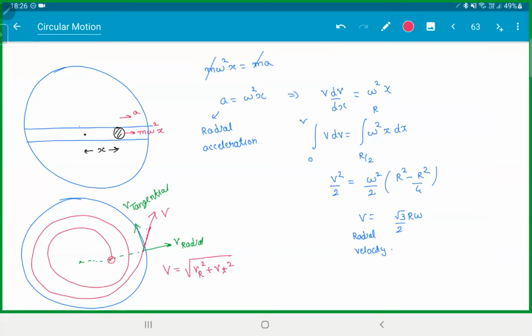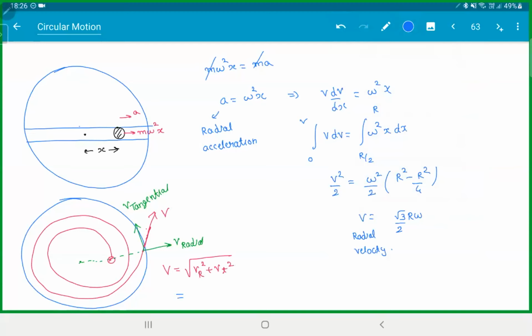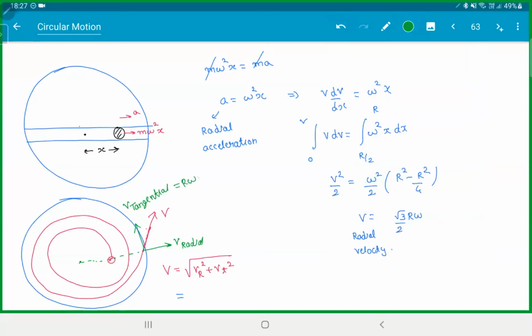This is the thing most people forget. They find only this speed and they think it's done. What they forget is this will also have a tangential velocity. So v tangential is r omega, and v radial is root 3 by 2 r omega. If you square them and add them, 3 by 4 plus 1, 7 by 4, root 7 by 2 r omega. Check, that's your answer. And this thing comes out at an angle. It's a spiral.